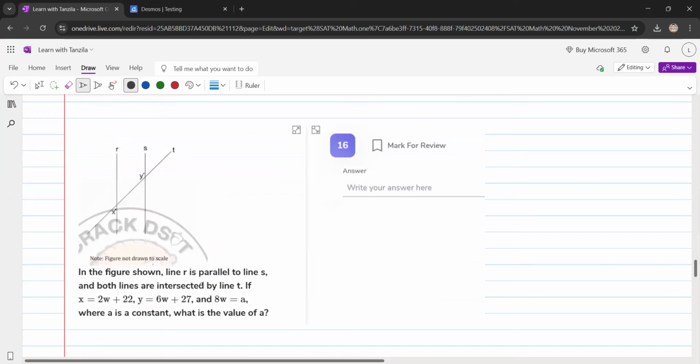Some parallel lines and stuff in the figure shown. Line R is parallel to S, and both lines are intersected by line T. If X equals this much, and Y equals this much, and 8W is equal to A, where A is a constant, what is the value of A? A is equal to 8W, isn't it? Then should we write 8W as our answer? No, we need to find W, okay? That's the thing about it. We need to find the angle basically. So let's go and do it.